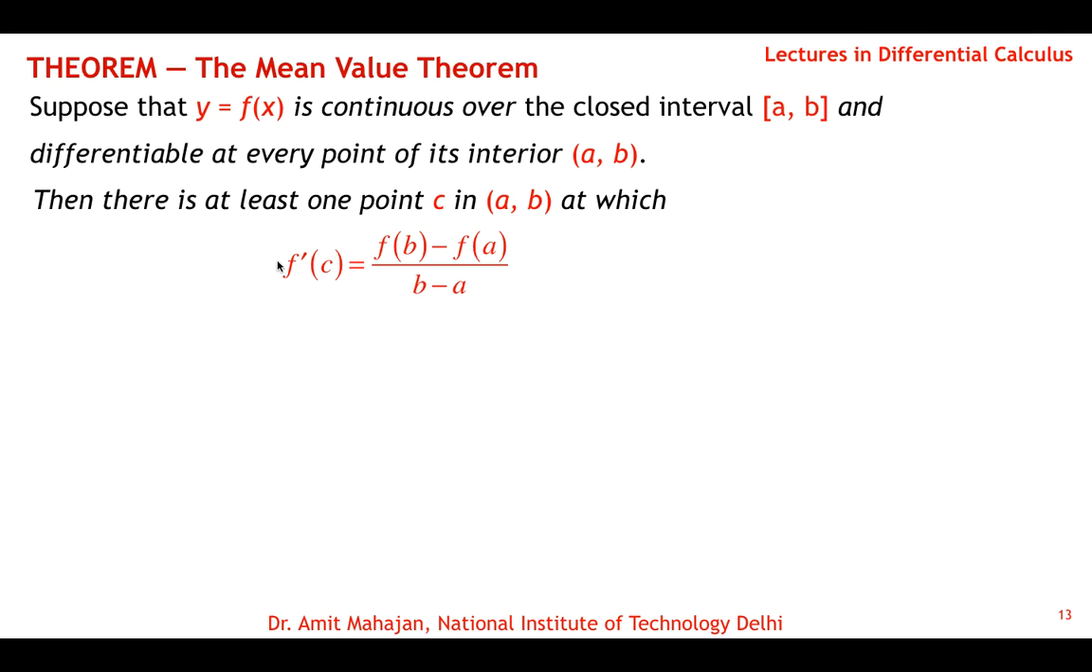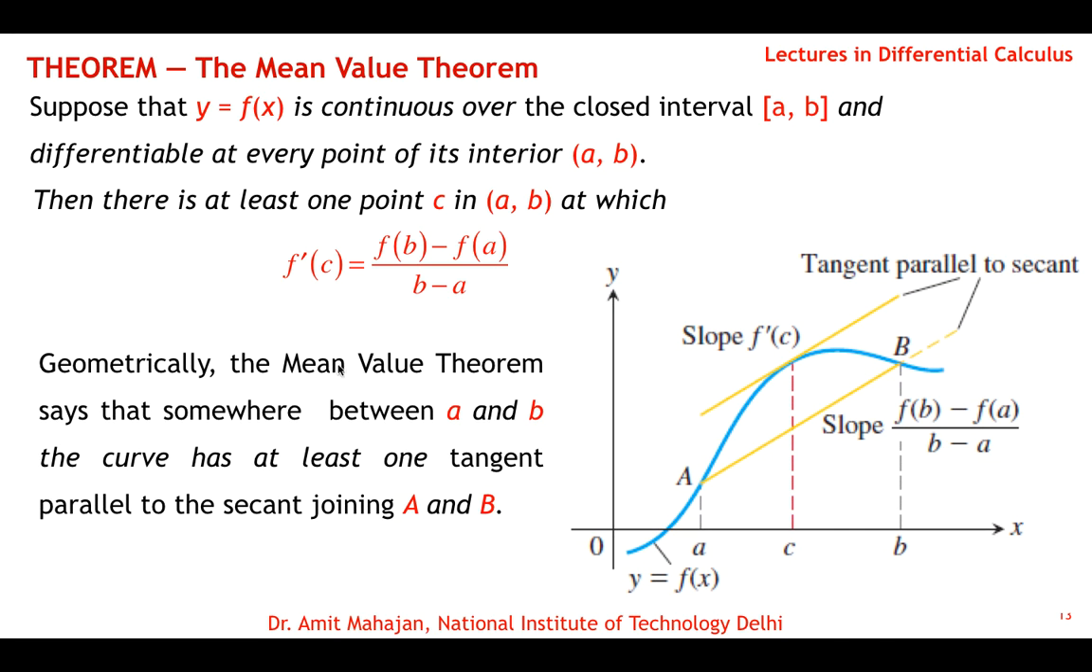The other point is that the derivative at c, where c is an interior point, is the slope at c, and f(b) minus f(a) over b minus a is the change in function value to the change in the domain value, like delta y by delta x. So it's the slope of the secant. This theorem says that there is at least one point C where the slope becomes parallel to the slope of the secant. Geometrically, somewhere between A and B, the curve has at least one tangent parallel to the secant joining A and B.